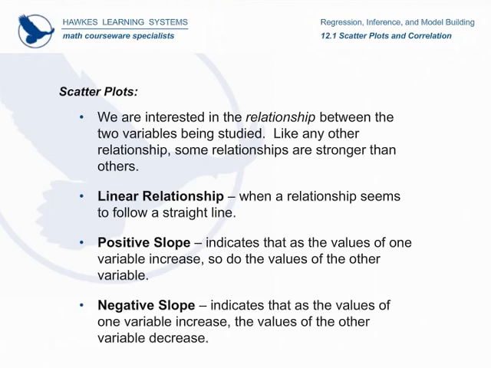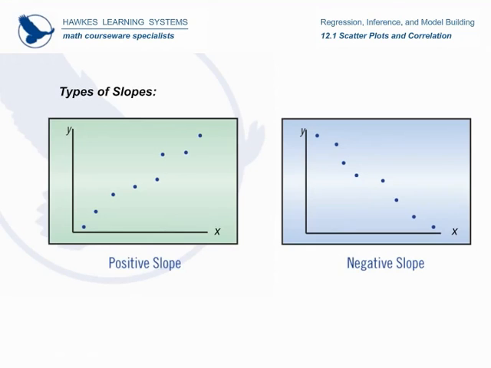Then we have a negative slope, and that indicates that the values of one variable increase, but the values of the other variable decrease. For example, as the x variable value increases, the y variable value decreases, and that would give us a negative slope. Now we have a pictorial, or visual, representation of the types of slopes. We have the positive slope and the negative slope.